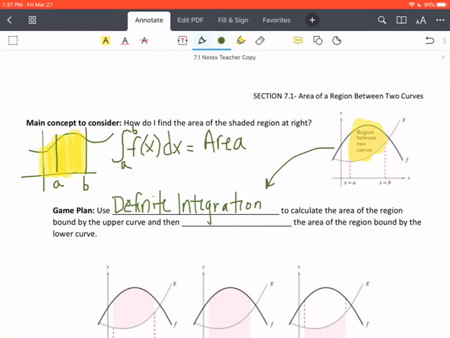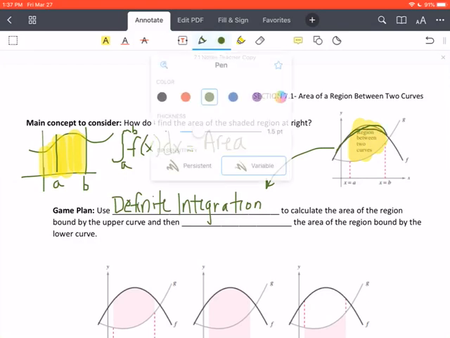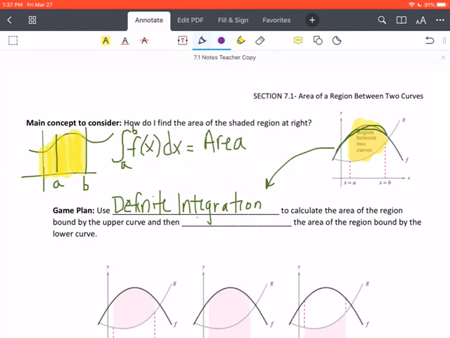To calculate the area of a region bound by the upper curve. So in this case, this would be our upper curve. And then we would subtract the area of a region bound by the lower curve. So this would be considered our lower curve in the diagram.